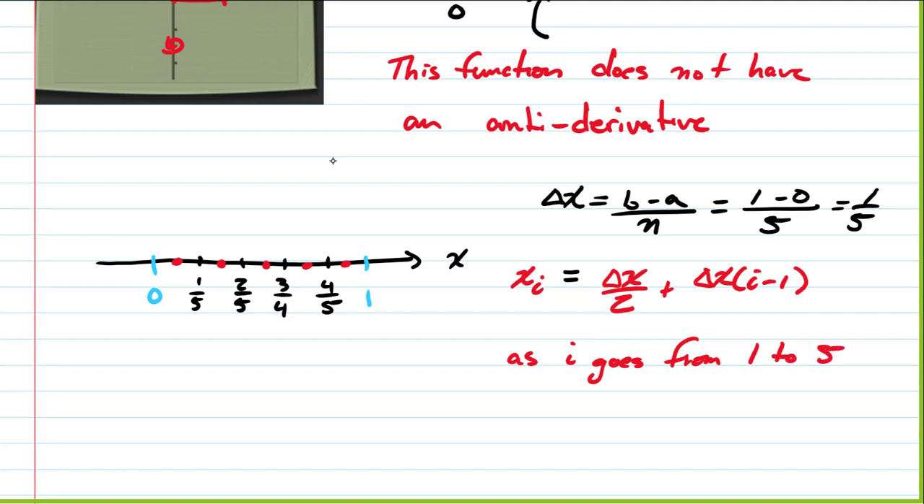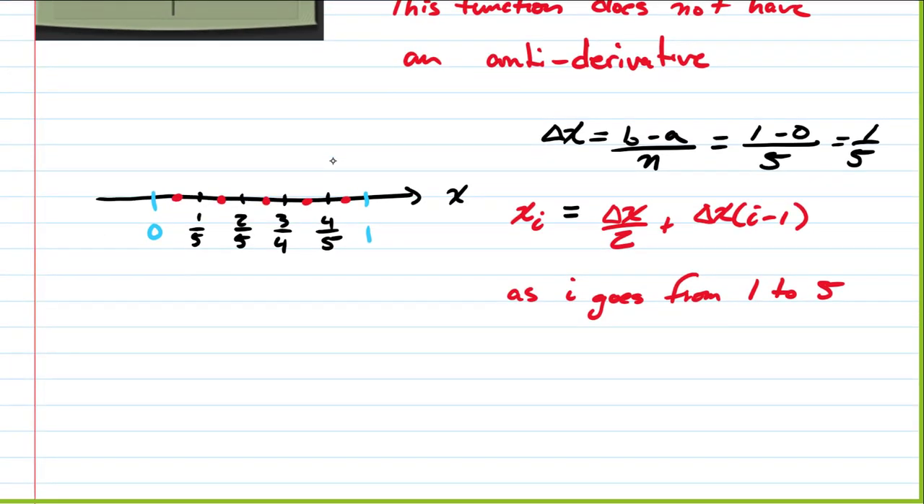So notice I set up this formula. You could set up another version that would be mathematically equivalent. x sub i equals delta x times i minus delta x over 2, as i goes from 1 to 5. And we would still get the same partition.